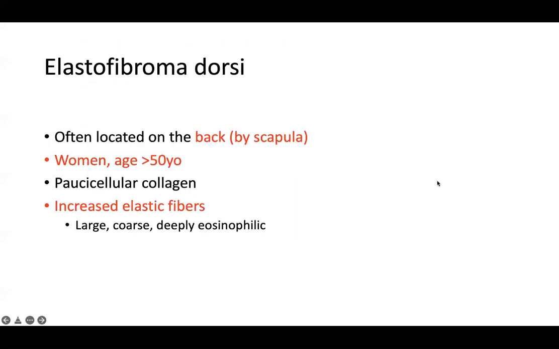There's another entity called elastofibroma dorsi. So what you're going to look for here is it's often on the back of patients near the scapula. Women are more often affected at the age of 50 or greater. On pathology, you'll see a pretty low cellularity with abundant collagen. And what makes this an elastofibroma? It's increased elastic fibers. So you'll see large, coarse, deeply eosinophilic elastic fibers. The reason it's called elastofibroma dorsi is because it's often on the back. So dorsal meaning, on the back side.